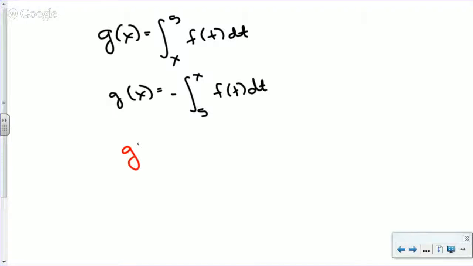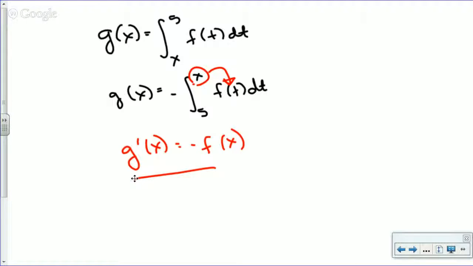Okay, so if I differentiate both sides, the left side becomes g prime. The right side, that negative comes along for the ride. Derivative and integral will cancel each other out, and my new independent variable will be an x. Done and done.